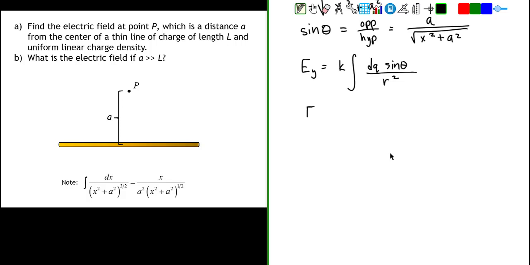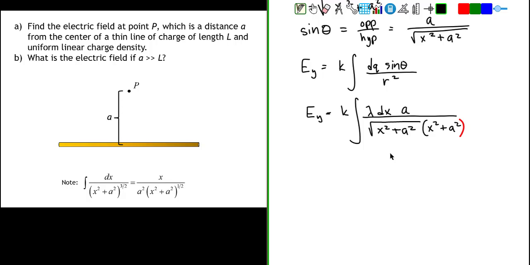So the electric field in the y direction is equal to k times the integral of dq. dq we said is equal to lambda dx times sine of theta. Sine of theta is a over the square root of x squared plus a squared, times r squared, the distance between the charge element and the point in question. R squared is just the sum of x squared and a squared.